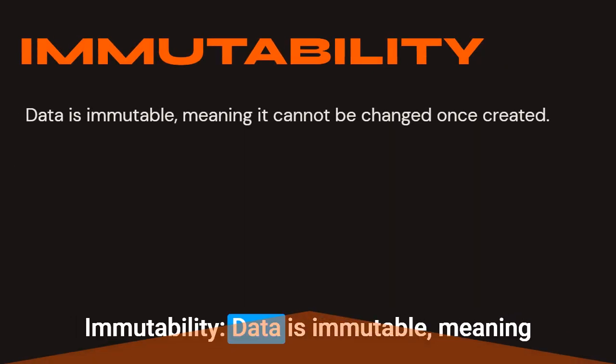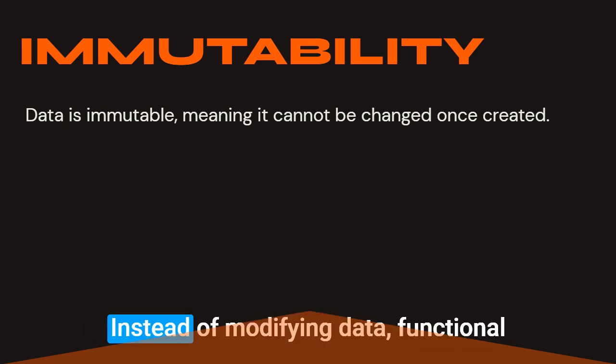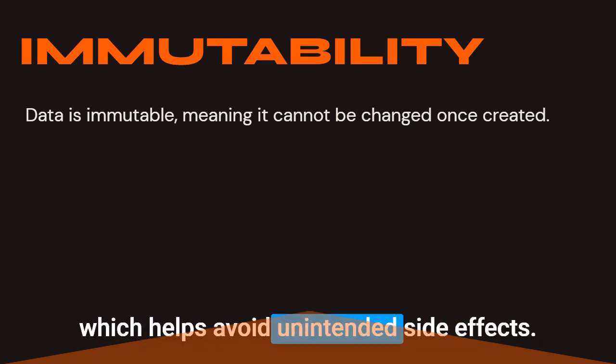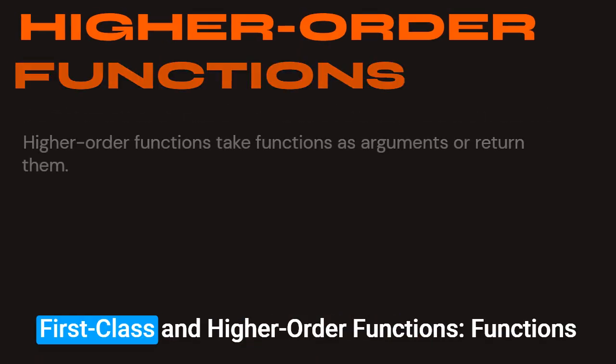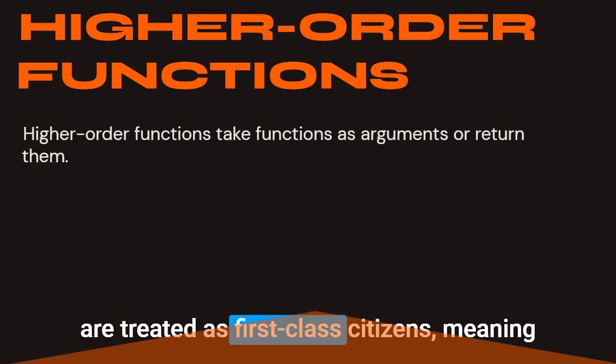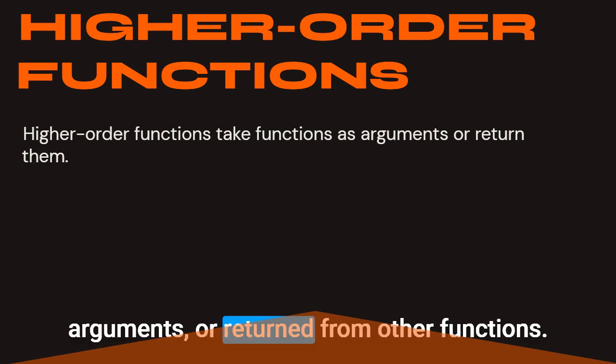Immutability. Data is immutable, meaning it cannot be changed once created. Instead of modifying data, functional programming creates new data structures, which helps avoid unintended side effects. First-class and higher-order functions. Functions are treated as first-class citizens, meaning they can be assigned to variables, passed as arguments, or returned from other functions.